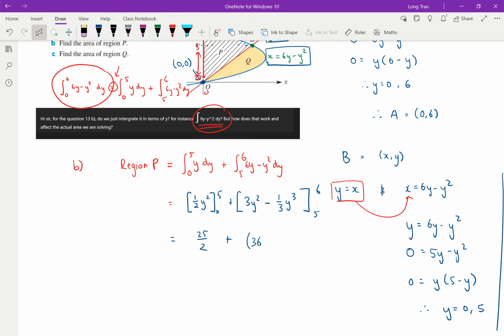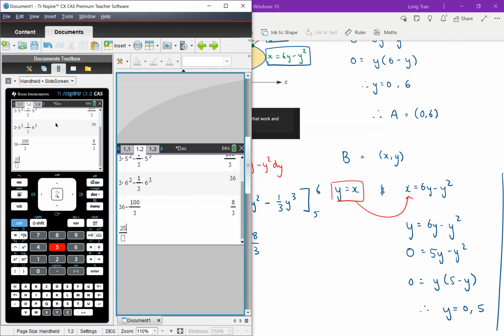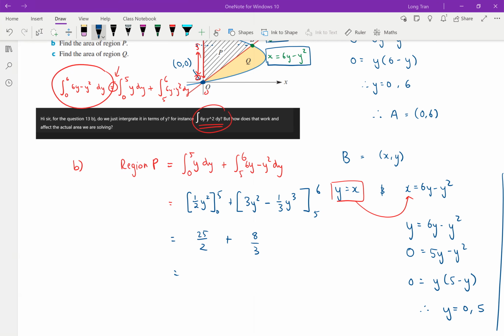This feels a bit funny. So let's just say that's plus 8 on 3 once we calculate that region. And then 25 on 2 plus 8/3. So it should be 91 on 6. There we go.